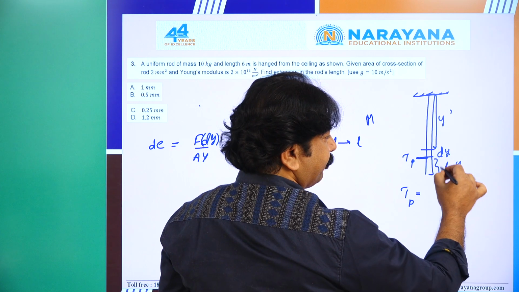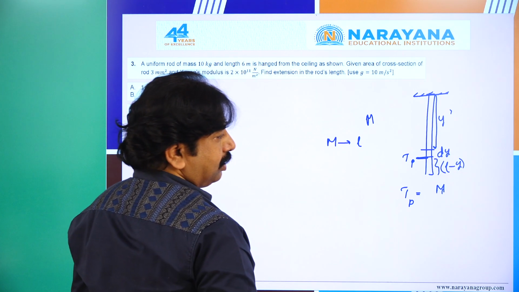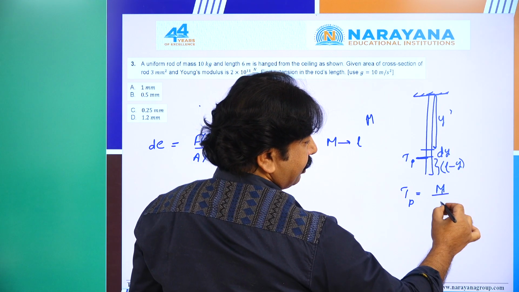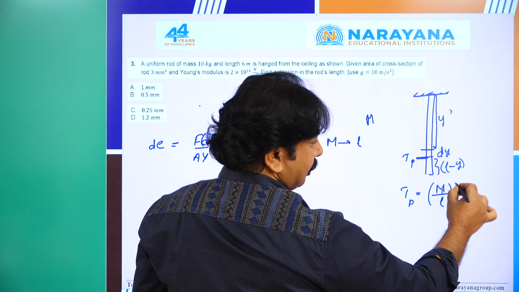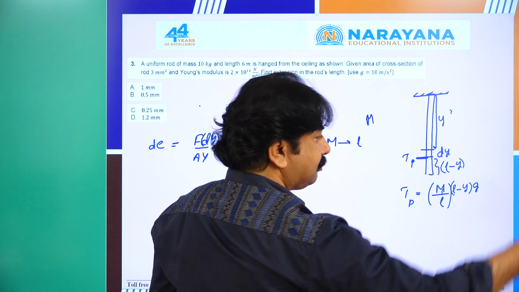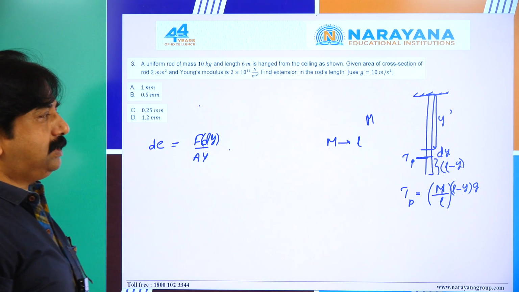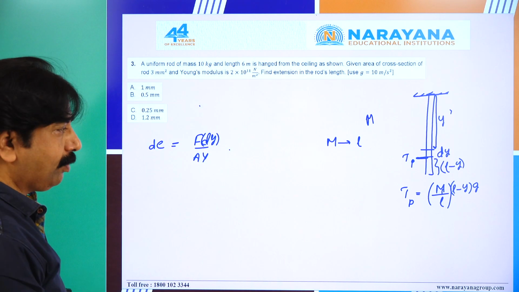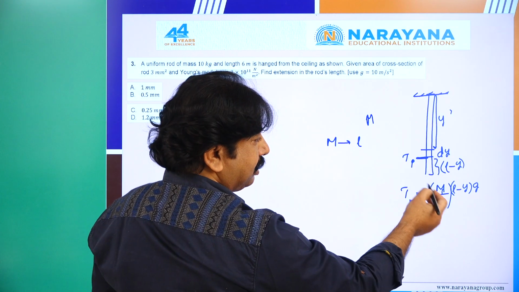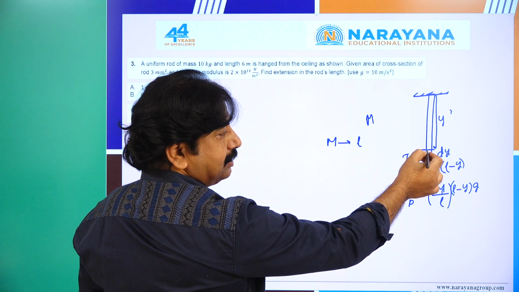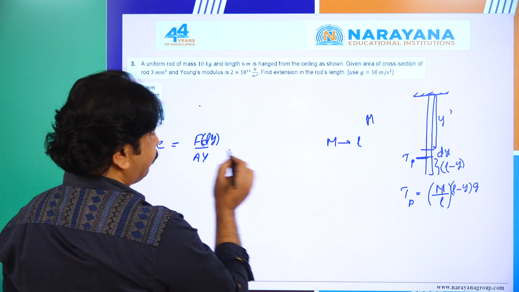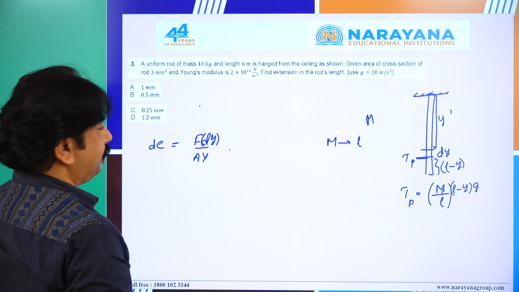This is the length of L minus Y only. Now the weight of this part is M by L of L minus Y into g, which is the tension at the point P. This tension at the point P is the force applied on this element for the elongation, so we apply the force at that point only.